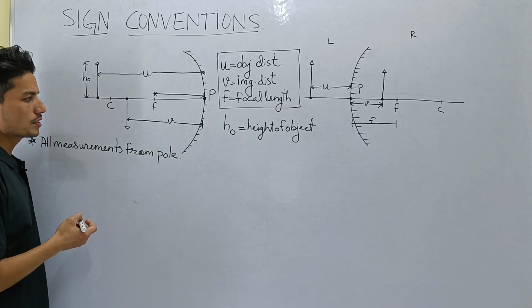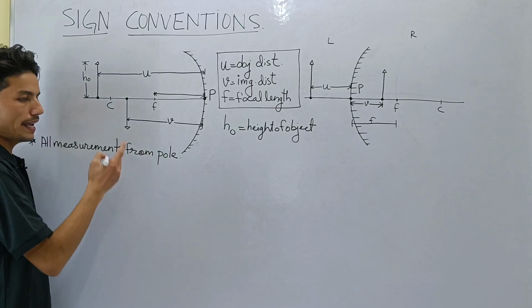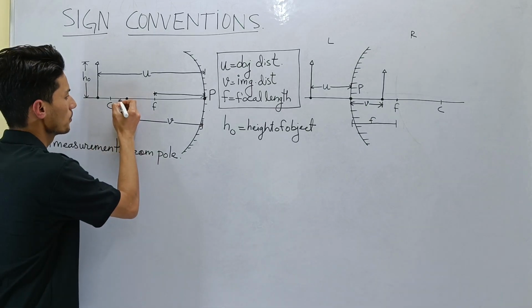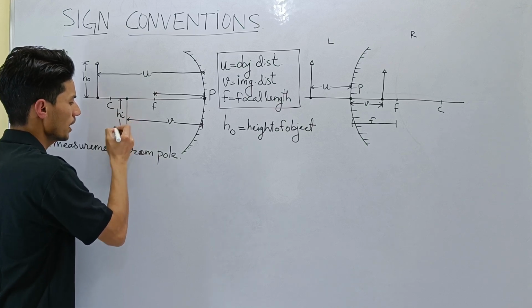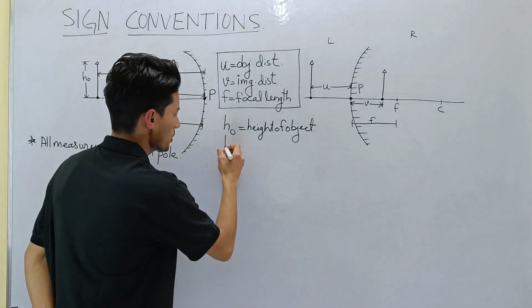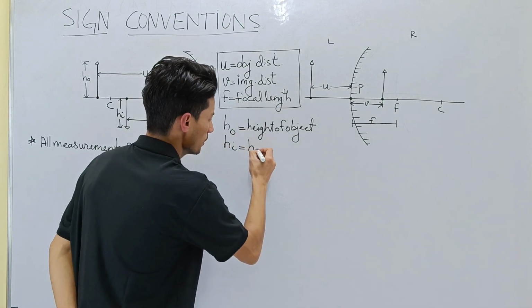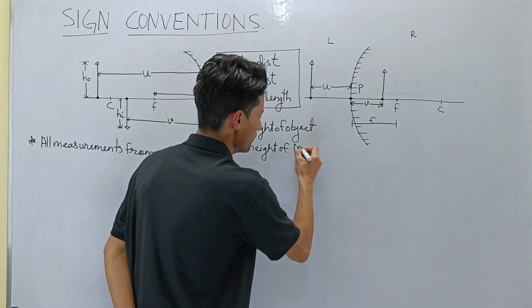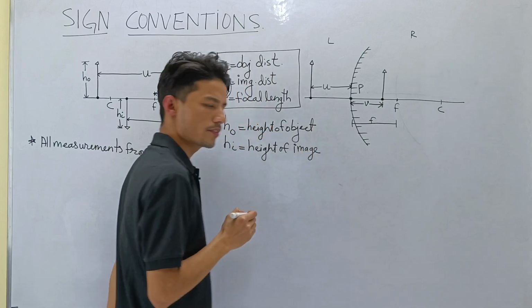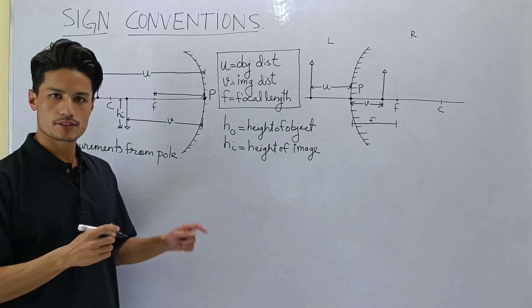Alright. Now, what about the image? What symbol will it be? It will be HI, is it not? So it will be H, small letter i. This will be the height of the image. Okay, so HI, small letter i, is equal to height of image. Not difficult, isn't it?